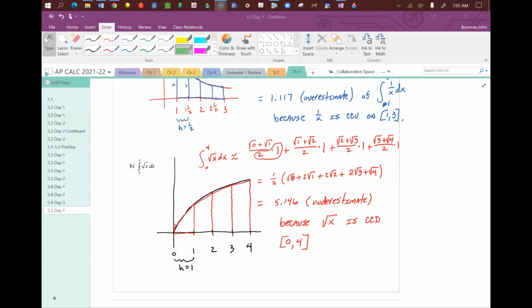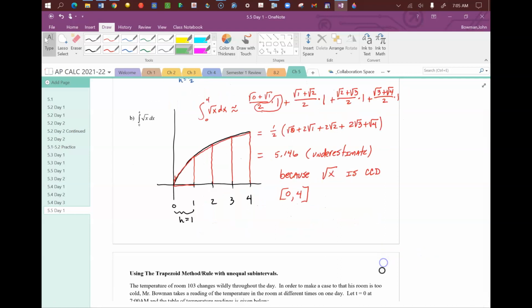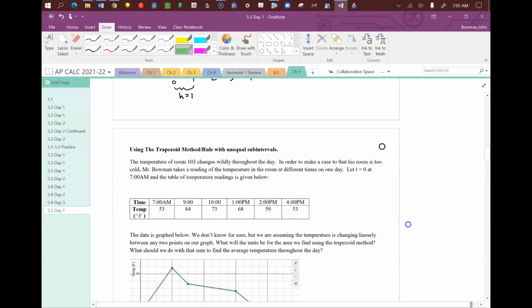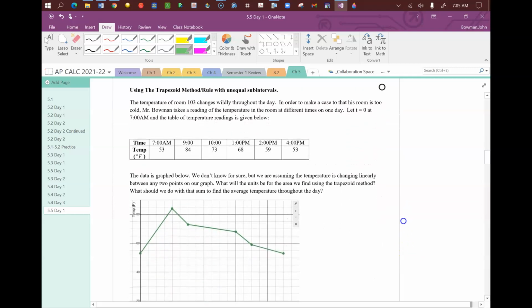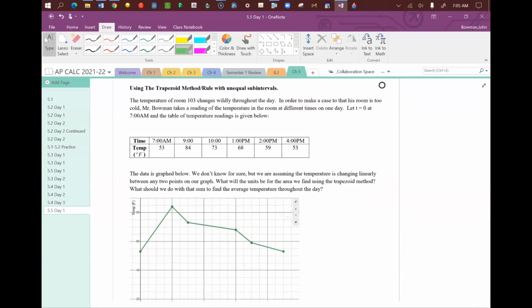Just like when we're using the rectangular approximation method, we often have situations using the trapezoid method where the intervals or subintervals are not the same length. So in the last couple examples we're going to deal with that situation.